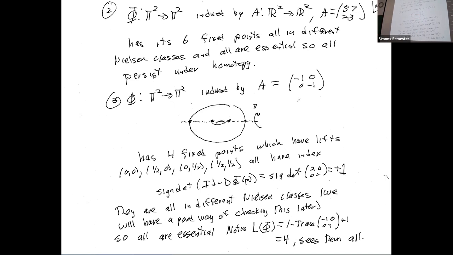They're all in different Nielsen classes. That's maybe clear from the picture, but there are ways of checking this using the cover, which we'll come to later. In particular, in this case, the Lefschetz formula gives us four, and we have four fixed points. The Lefschetz number sees them all. They're all essential, so they all persist under homotopy.